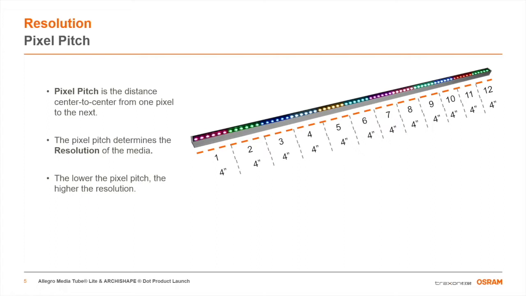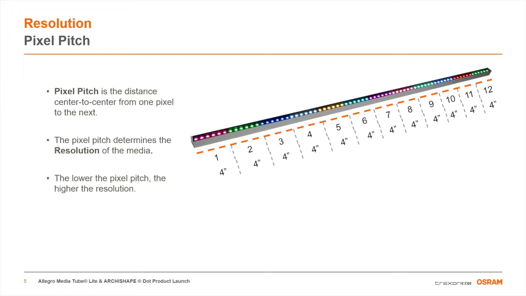Allegro Media Tube Lite has a total of 288 LEDs on a 4 foot stick. That's 72 4-in-1 RGBW chips. Each group of 6 chips is controlled as a single pixel, giving us 12 pixels over the 48-inch run. So 48 inches divided by 12, each pixel is a 4-inch length, and arranged end-to-end, that gives us a pixel pitch of 4 inches. Pixel pitch is the distance center to center from one pixel to the next.